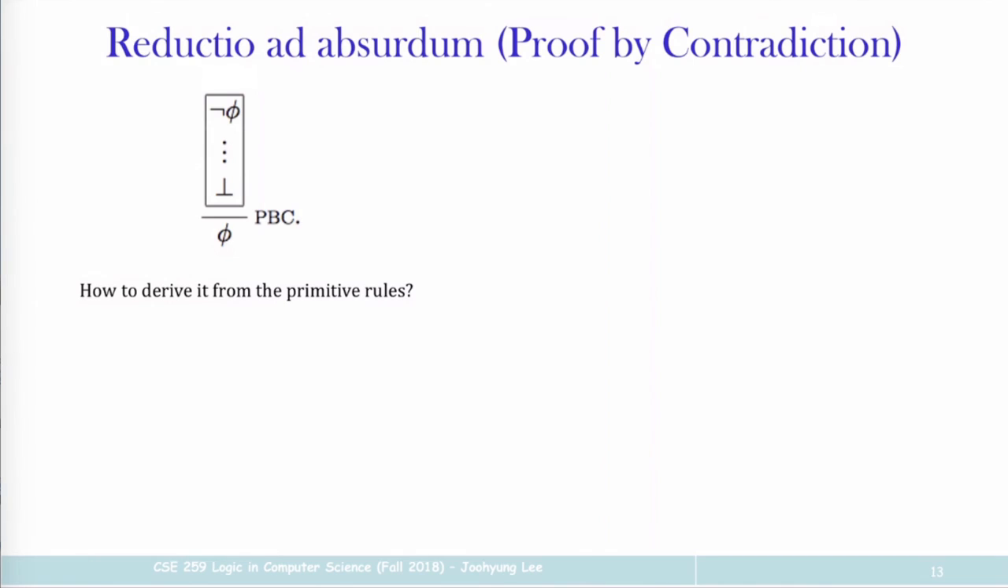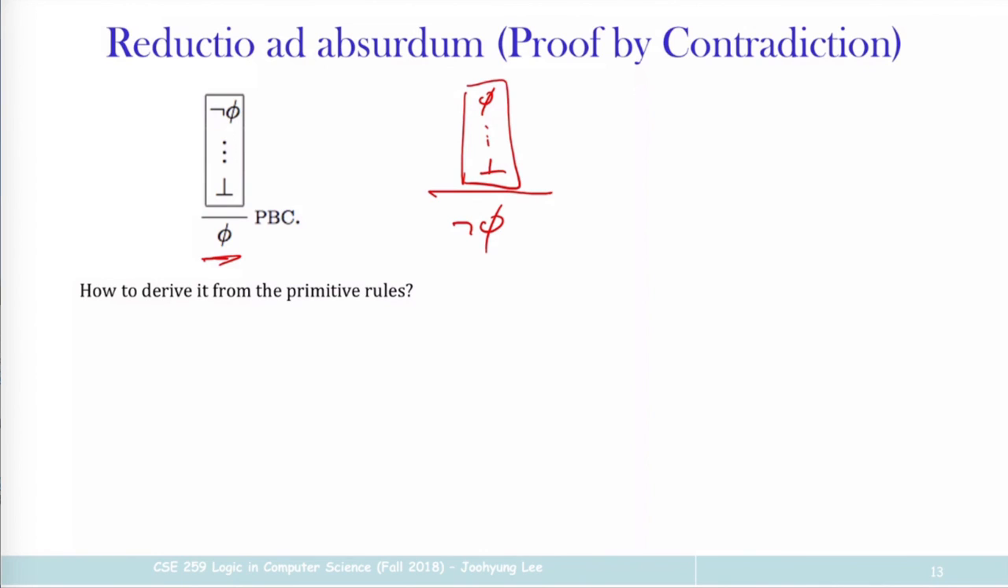This is actually similar to the rules that you saw before. If you have phi and derive bottom, what can you conclude? This is the negation introduction rule, right? But now what we have is a slightly different thing. So let's say it this way.